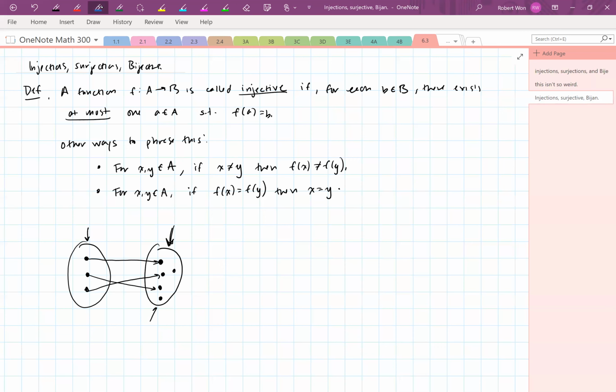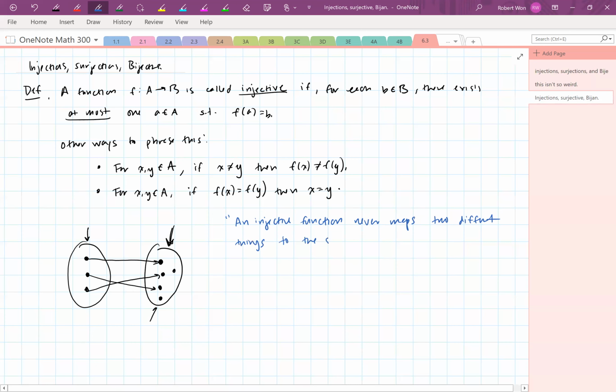That's the idea. So an injective function never maps two different things to the same thing. Where by thing here, I mean element of the domain or element of the codomain.